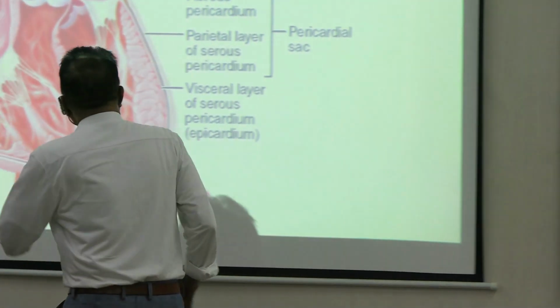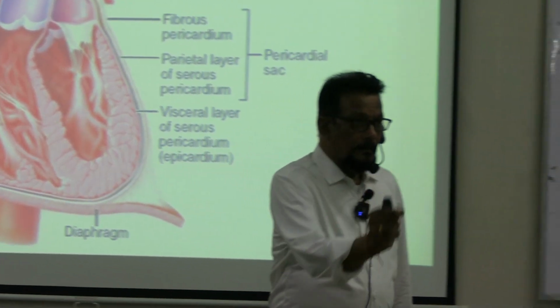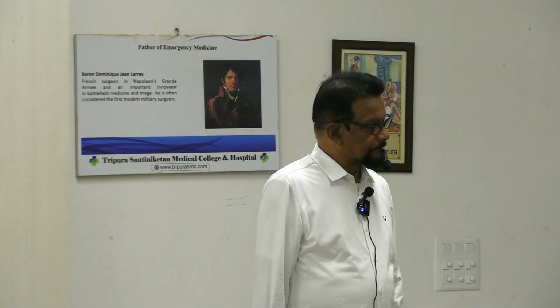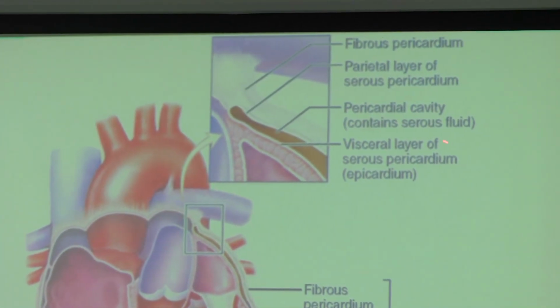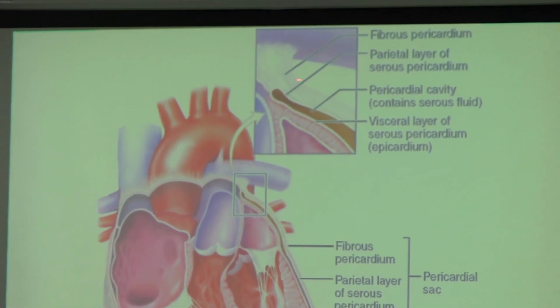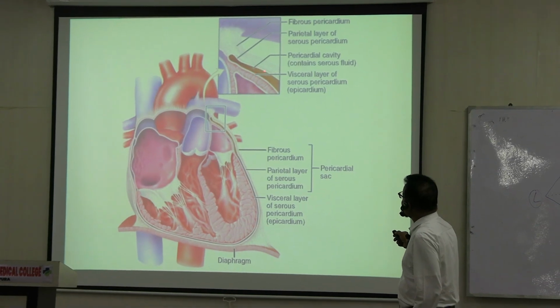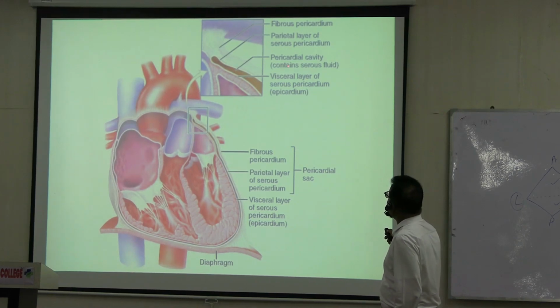Now, see, this black area, it is the cavity. What is the name of this cavity? The pericardial cavity contains serous fluid. And outside this is the fibrous pericardium. And these are the two serous layers. These two serous layers made this sandwich. What is there inside? The serous fluid.